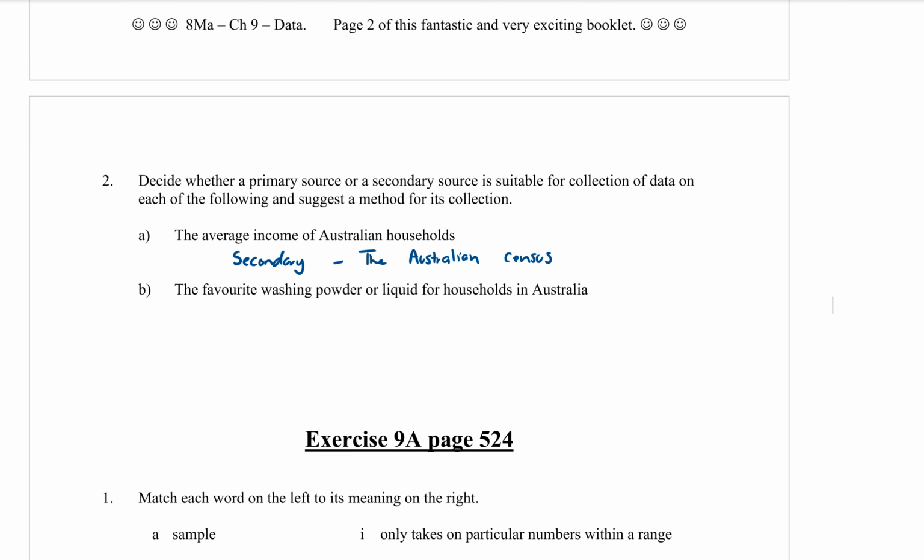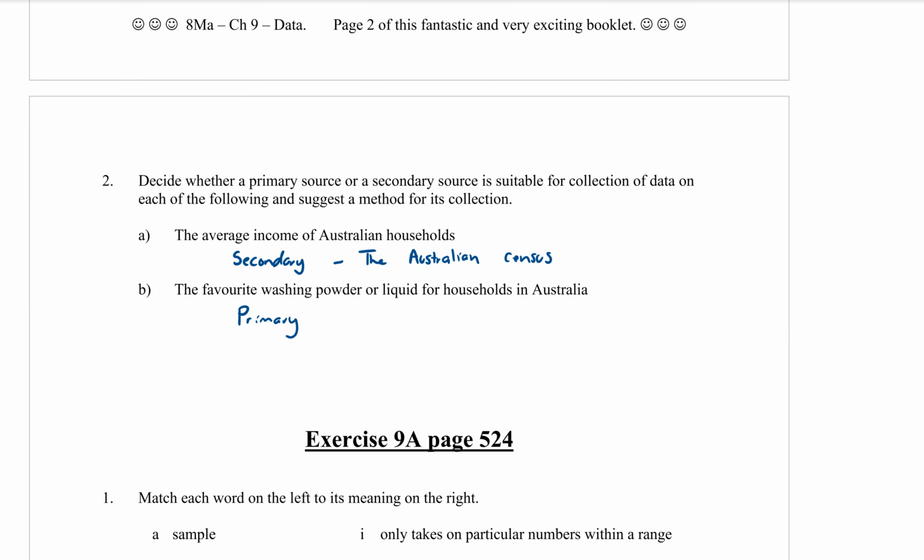So the secondary was doing it from Coles, wasn't it? Sorry. Primary would be getting it ourselves by asking lots of people. Secondary means we try to get it from somewhere else. You get it from Coles. The census doesn't ask you about your washing powder. So there's not really somewhere that surveys all of Australia to get that information for us. So most likely we would need to do some of the work ourselves. So it's probably best to go with a primary source there.